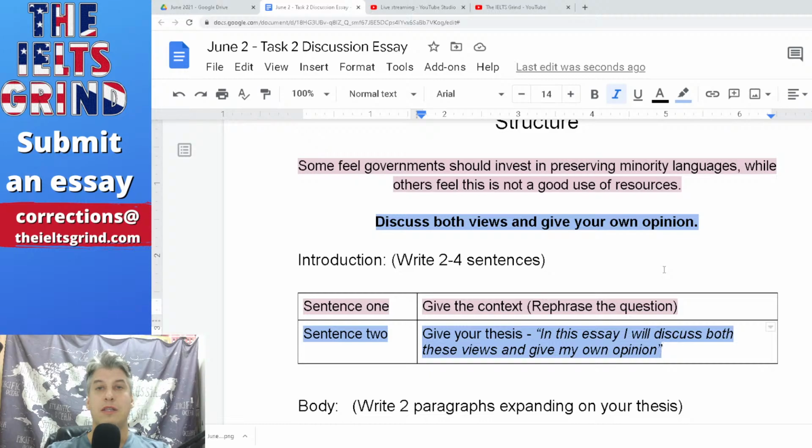Now, remember, this is a discussion essay. If you're giving an opinion essay, which is a very different type of structure, for the opinion essay only in the IELTS, in this second sentence, your thesis sentence here, only for the opinion essay, you should write your opinion in the introduction. But for the other types of essays in the IELTS, like this one, a discussion essay, you should definitely write what I've got here.